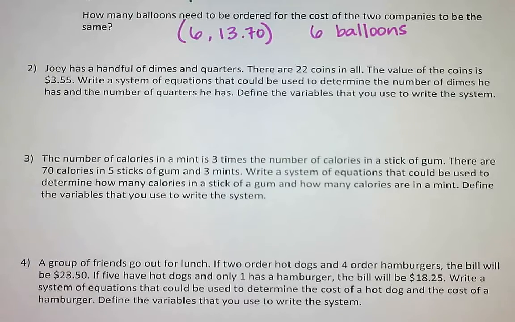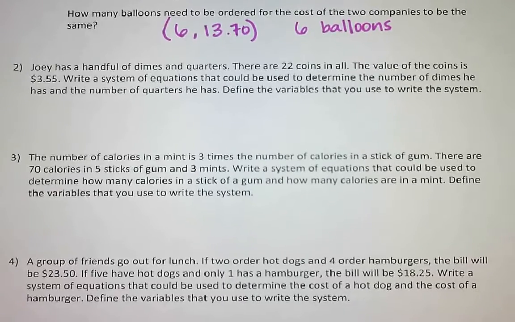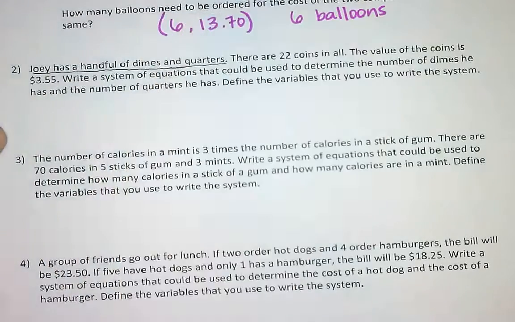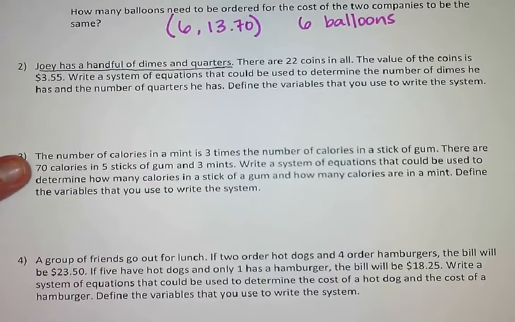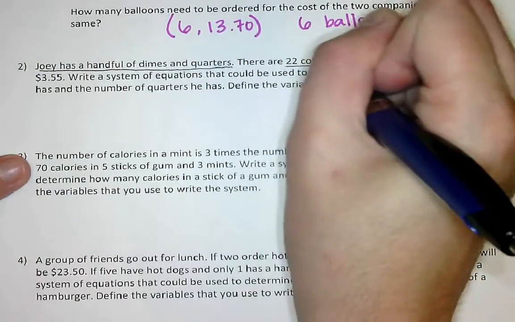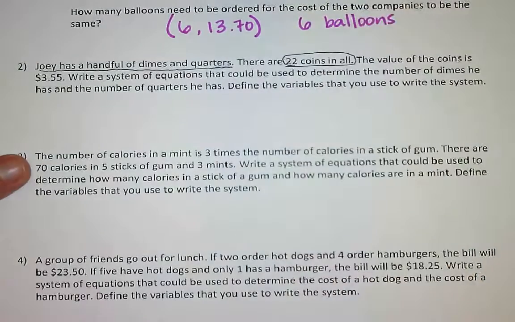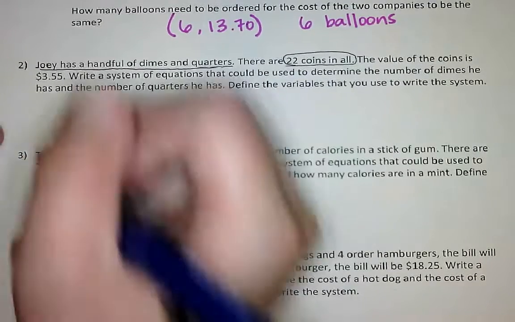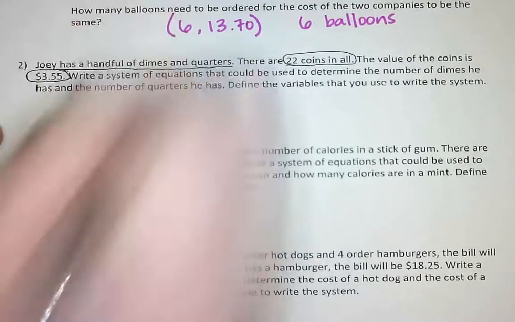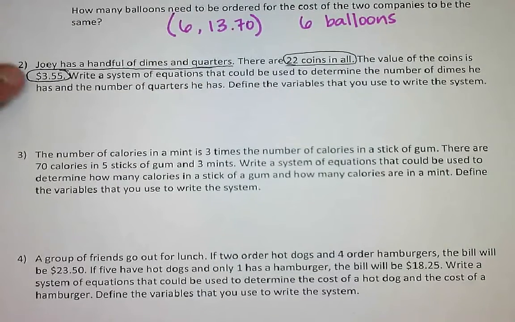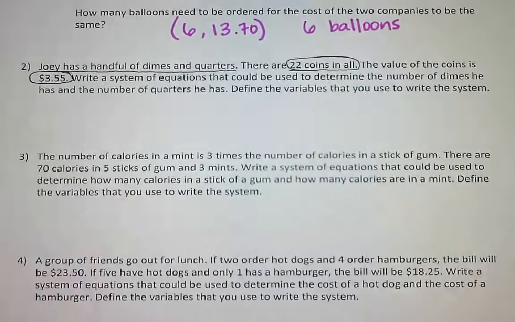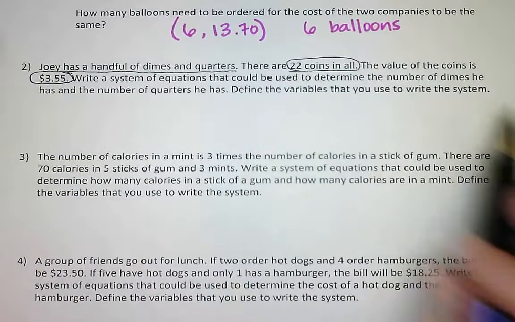So our boy Joey has a handful of dimes and quarters. So we're dealing with dimes and quarters. We know that there's 22 coins in all, so that's the total number of coins. But the value of the coins is $3.55. So that's the total value, and that's the total number. Write a system of equations that can be used to determine the number of dimes he has and the number of quarters he has.